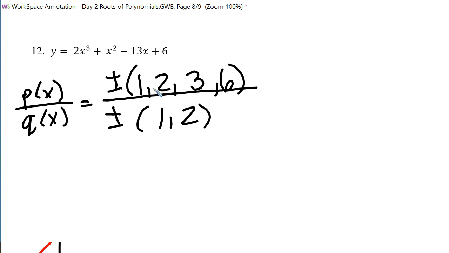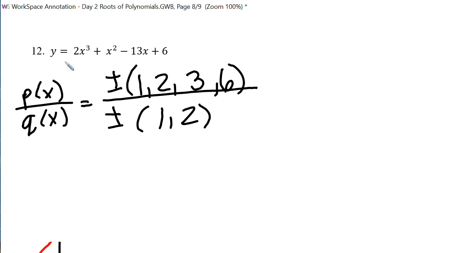Now I have multiple x-intercepts in this x. I could have plus or minus 1, plus or minus 2, plus or minus 3, plus or minus 6. I could have plus or minus 1 half, plus or minus 1, plus or minus 3 half, plus or minus 3. Now I can start with what's easy. Where do you want to start with?